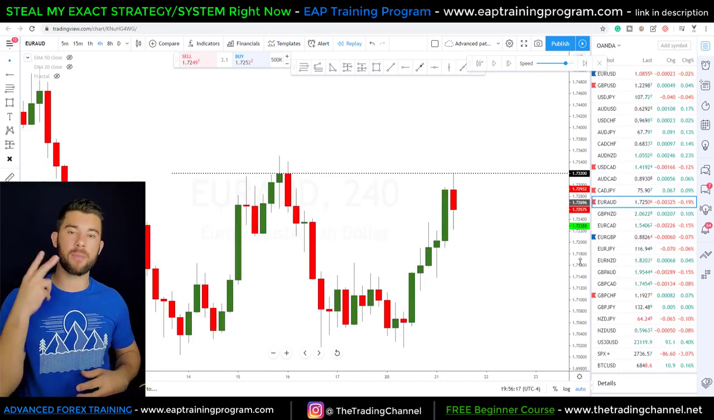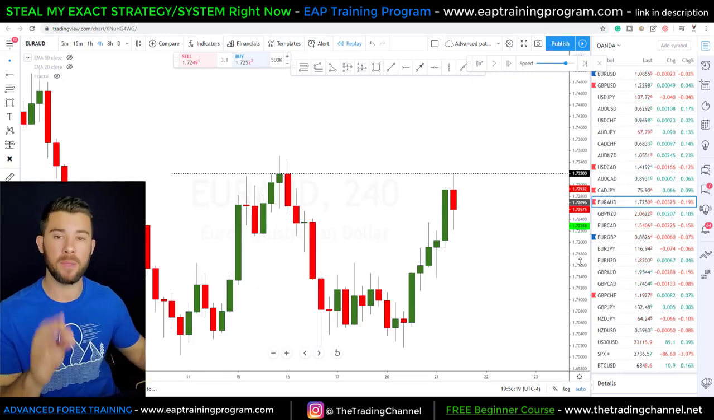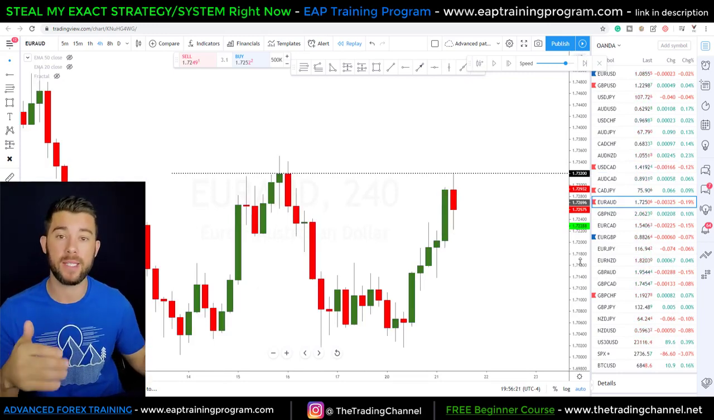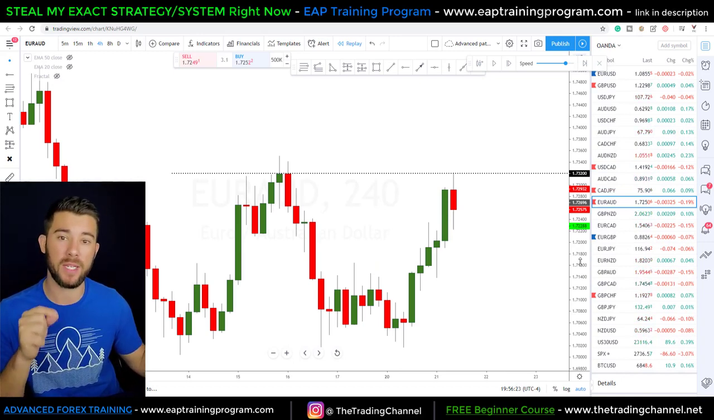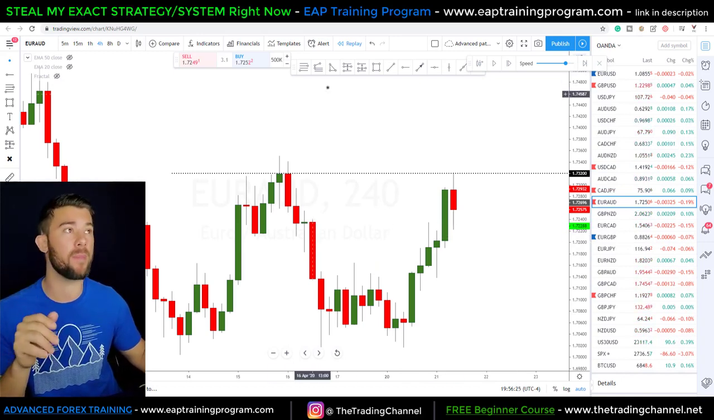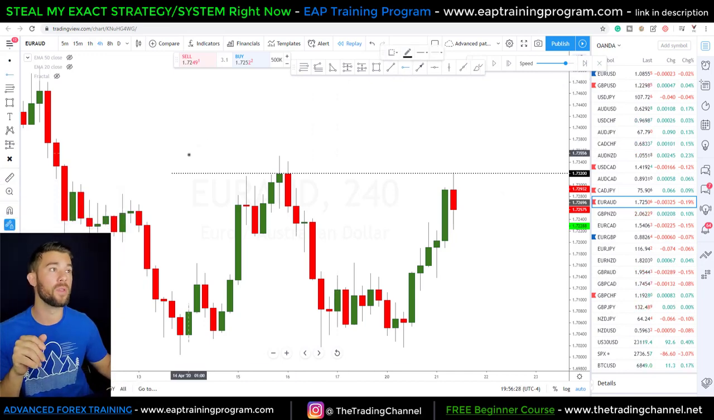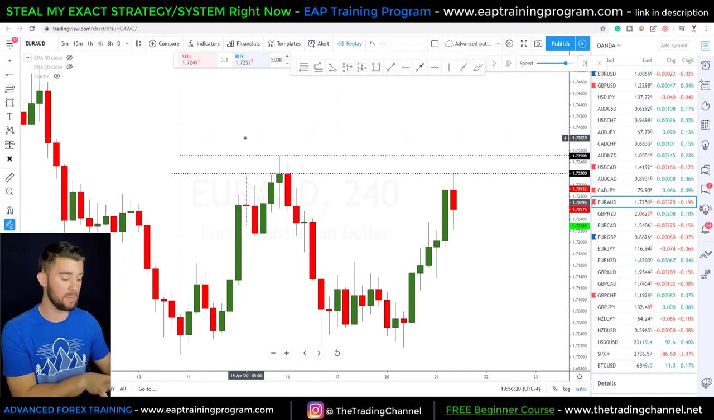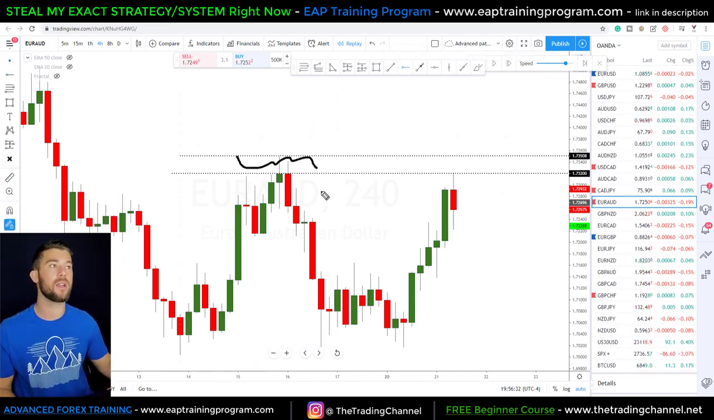Okay, so for strategy number 2 here on the Euro Aussie, we have a similar situation, but the difference being in this case, the level of structure doesn't have to be tested multiple times. So what do I mean by that? Well, if you look left with me here, on the Euro Aussie, you can see that we have this major level of resistance. This is a level that pushed the market around a lot.